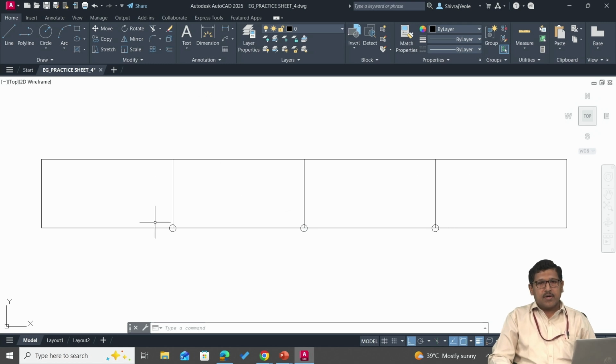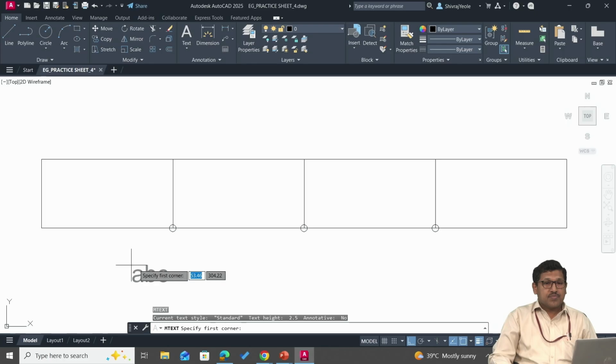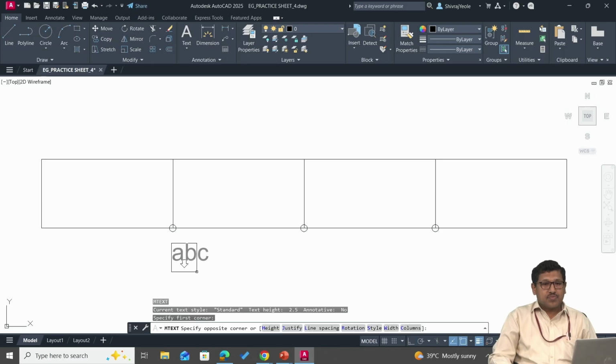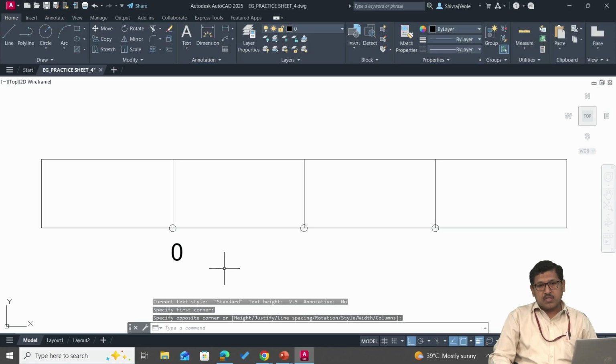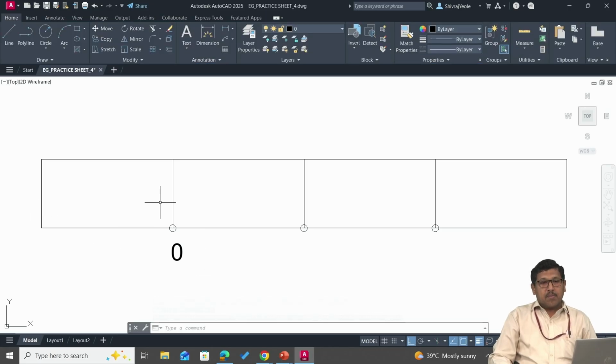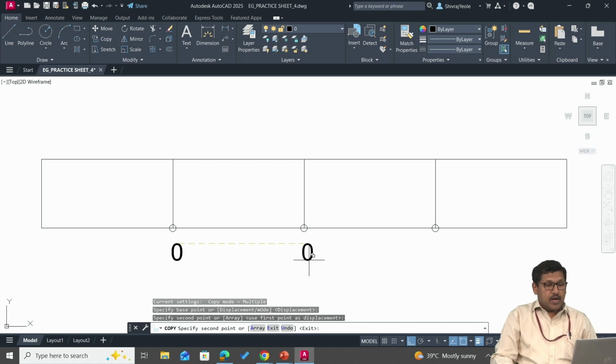So before we do that, we'll start writing the numbers. So I'll make use of mtext command, and I'll write 0 over here. So this is something you will have to remember. The end of the first main division is always denoted as 0. Copy this 0 and place it at the remaining divisions.